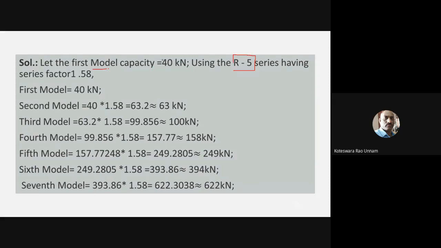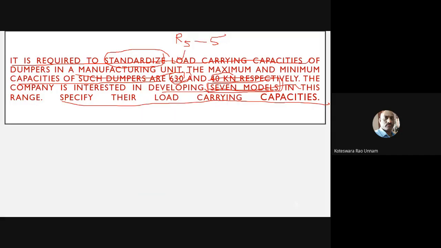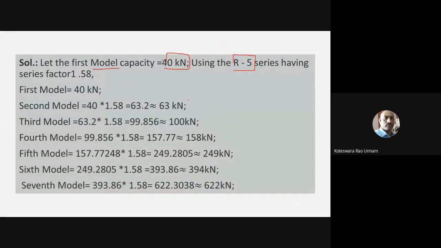So first he assumed 40 kilonewtons as the first model capacity. Maybe here it is 630 kilonewtons, not 630 newtons. This is also kilonewtons only, 630 and 40 kilonewtons only. So therefore, the starting model, that's why he has taken the starting one as 40 kilonewtons.